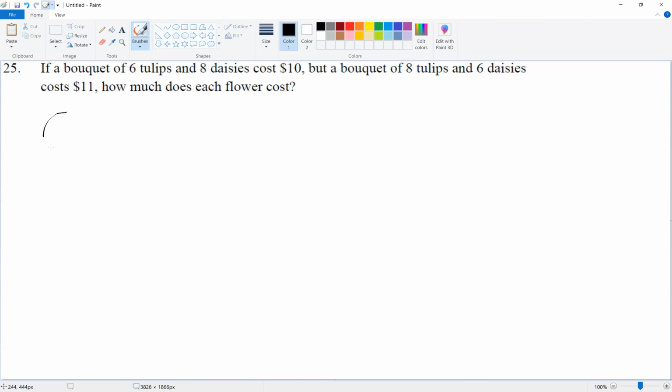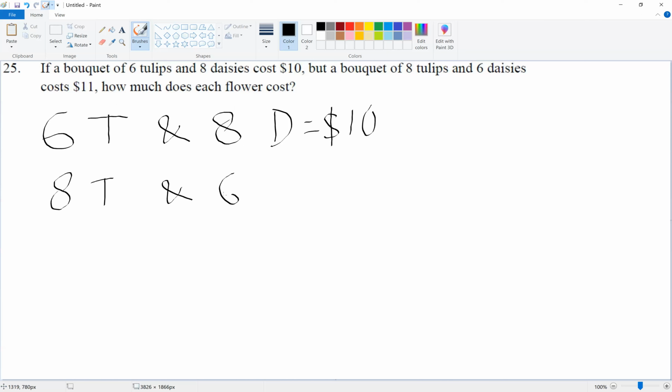So let's see if I can show you another way. 6 tulips, 8 daisies, $10. 8 tulips, 6 daisies is $11. Now, Thami, if I buy both of these bouquets, in total, how many tulips and how many daisies will I have?